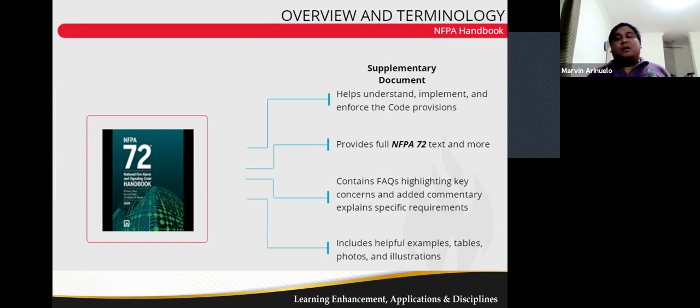Now the NFPA handbook is based on the 2019 edition, which is the latest one. This supplementary document helps us understand, implement, and enforce the code, provides the NFPA 72 text, and contains frequently asked questions or FAQs, highlighting key concerns, and added commentary explaining specific requirements. It includes helpful examples, tables, photos, and many illustrations.